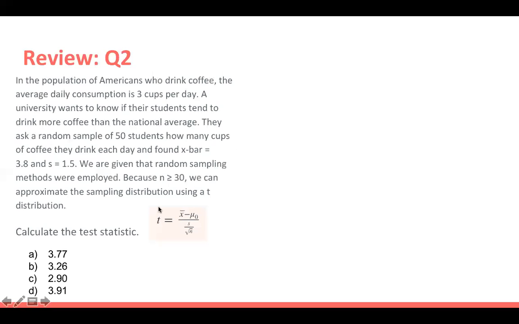All right, so we're going to go over the answer here. The answer here is 3.77. This is the data that we're given here, I just consolidated. We're given our X bar, which is 3.8, our mu, which is 3. That's in the first sentence: it says average daily consumption is 3 cups per day. Our standard deviation is 1.5, and our sample size is 50 because we take a random sample of 50 students. So that's really the information we need in order to calculate our test statistic.